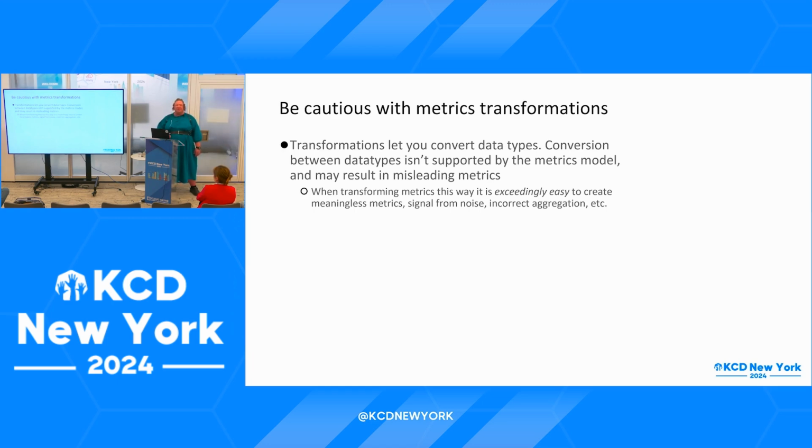So also be cautious with metrics transformations. So transformations let you convert data types. So this is very dangerous. So if you have like monotonically increasing metrics, e.g., we sold a pair of boots, hit the we sold boots button, right? Boots sold increases by 1, awesome. You have another metric that's a gauge. How fast are we selling boots per day, right?